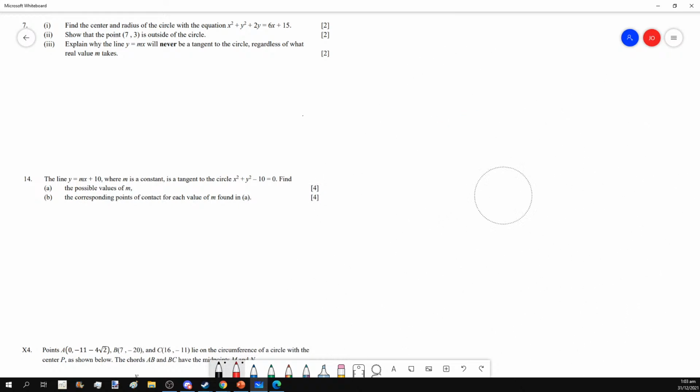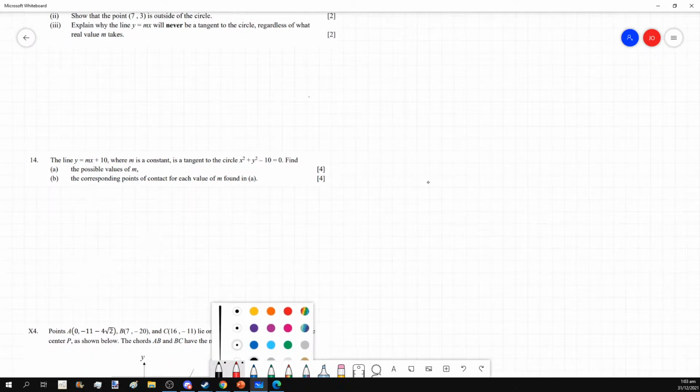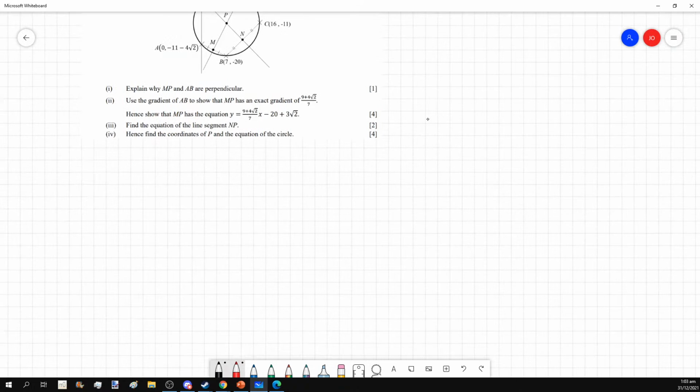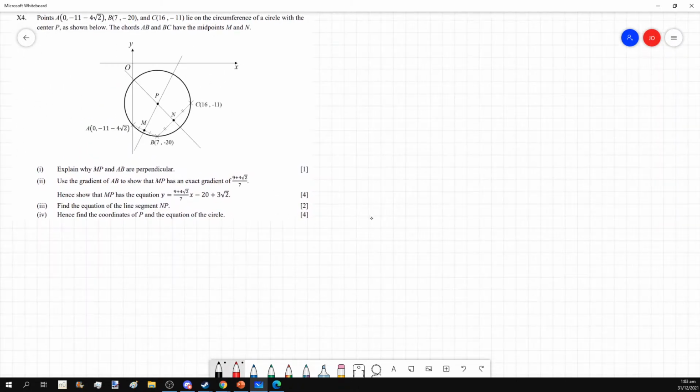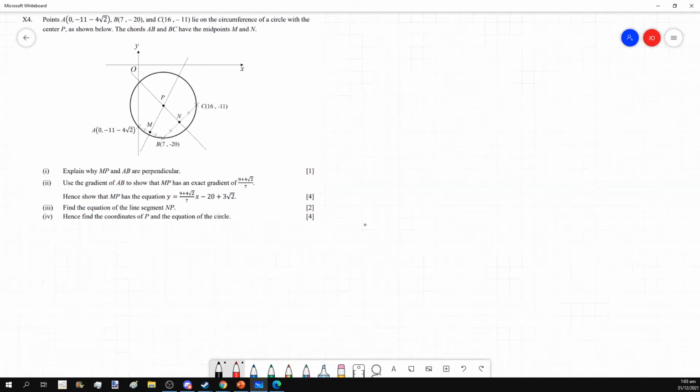Alright, so once we have all of that, let's move on to the next problem. The next problem and the last problem will actually be very difficult. So let's take a look over here. We have this 11 mark behemoth.